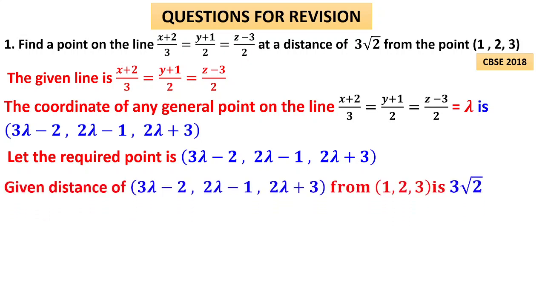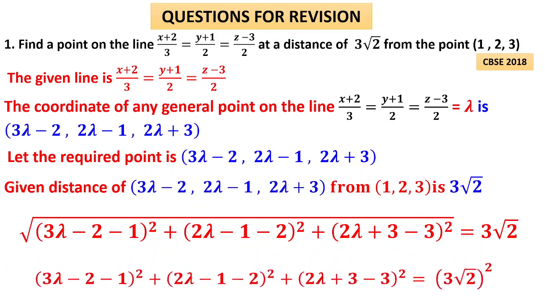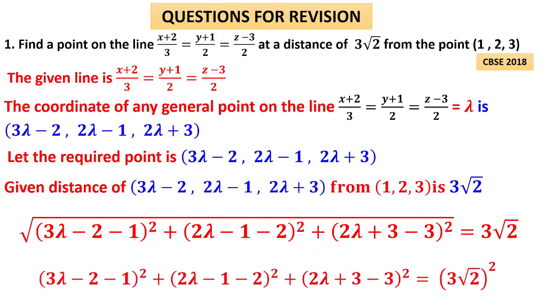Now, what is given? It is given that the distance of this point which you have taken from the point (1, 2, 3) is 3 root 2. Therefore, we will use the distance formula: square root of (x1 minus x2) whole square plus (y1 minus y2) whole square plus (z1 minus z2) whole square. I have squared both sides, so that the square root will go.